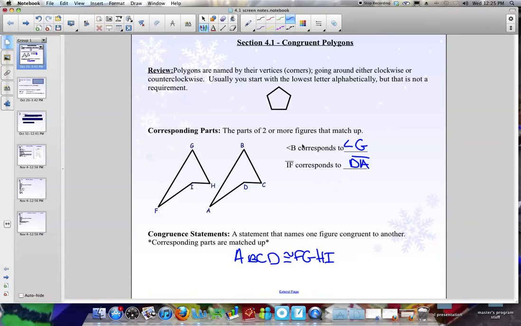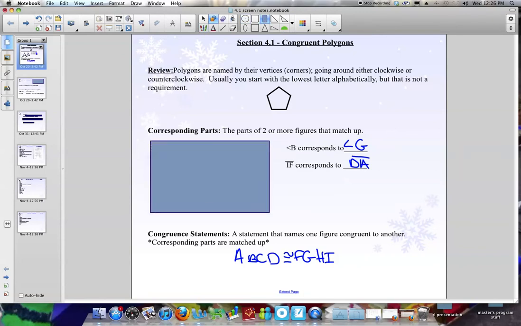Notice you can get this information straight from here. So even if your picture disappeared, you could still say angle B corresponds to, and you could figure out angle G just from the congruent statement. IF corresponds to DA. So even without the picture, just given the congruent statement, you can find your corresponding parts.